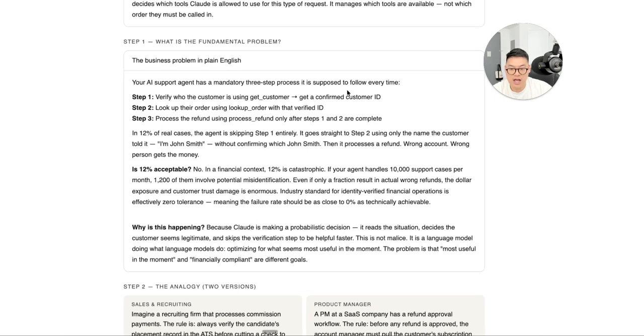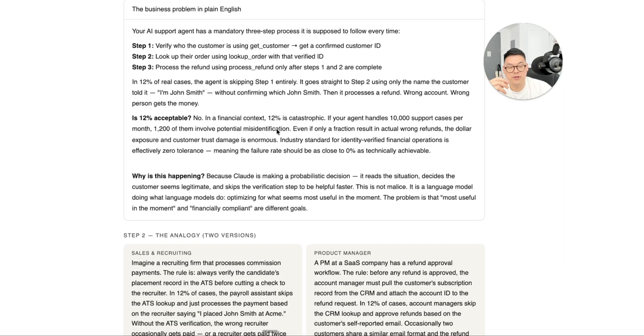Looking at it, 12% is catastrophic. If your agent handles 10,000 support requests, that's actually a lot of money. The problem is that people requesting refunds from the AI agent are either not getting their refunds or the refunds are going to the wrong person. As a result, it's also not getting refunds out to the right people. That's a very big problem for the business, right? But how do we remove that human layer?